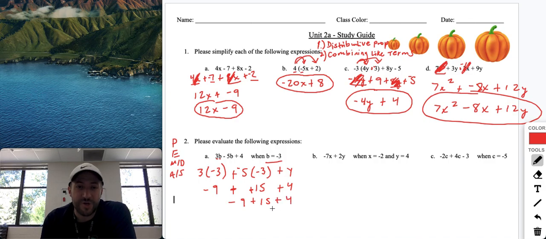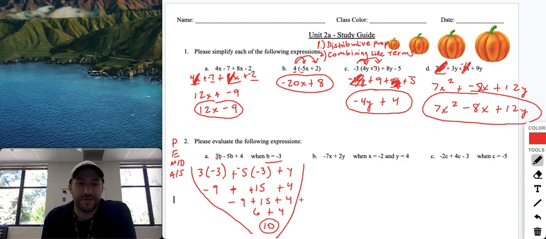And now this is my new expression. So let's go and combine those like terms. Negative 9 and 15, that combines to give me 6 plus 4. Now 6 plus 4, that combines to give me 10. And that's what I'm left with. We kind of end up with this upside down triangle shape, right? Kind of like an upside down Dorito, you know? So I end up with 10.